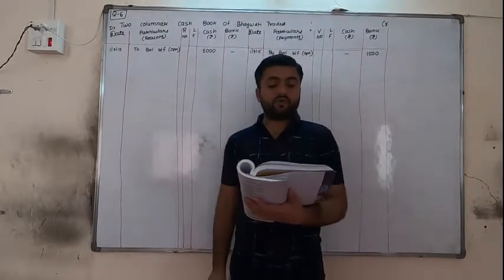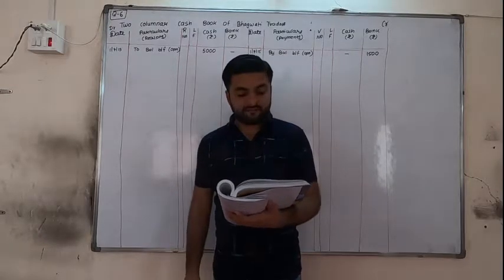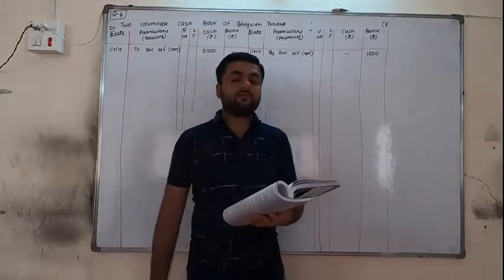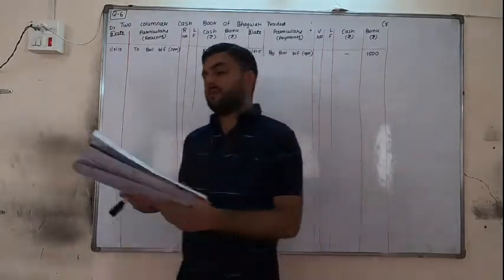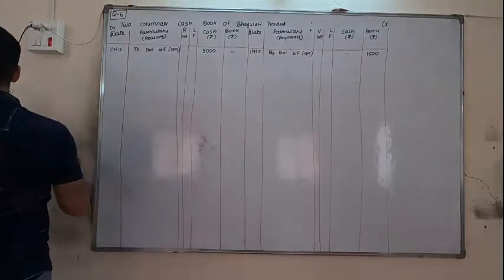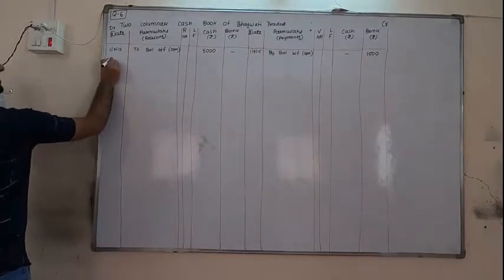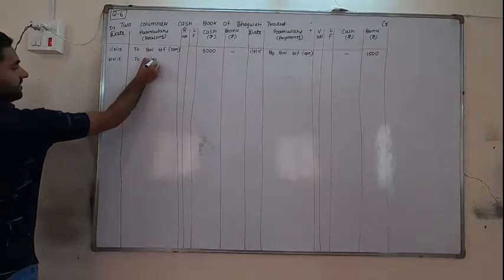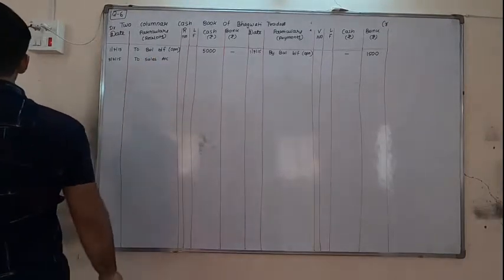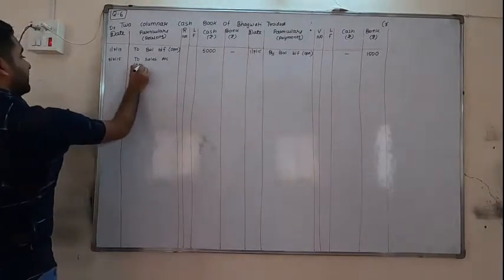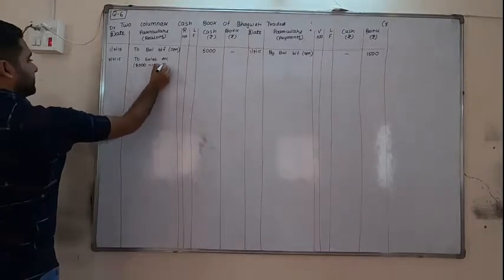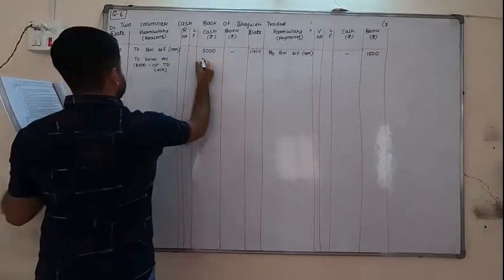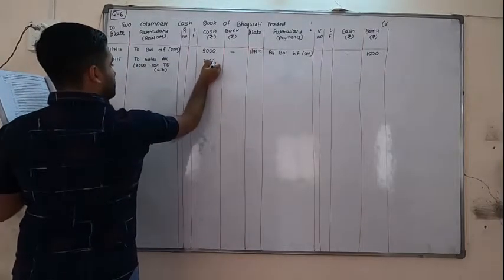Third, goods of 8000 sold to Janki at 10% trade discount for cash. So we are selling the goods to Janki, so cash is received, so on debit side we are selling for cash, to sales account. Now 8000 minus 10% TD and cash is received for that from Janki, so 7200.